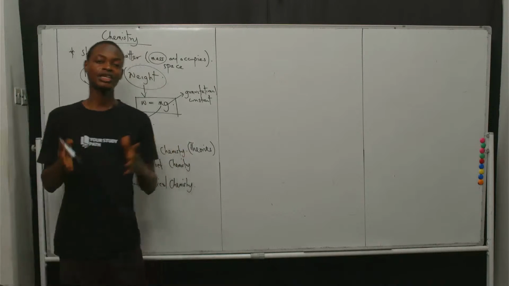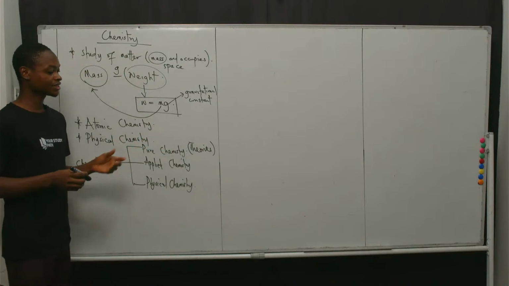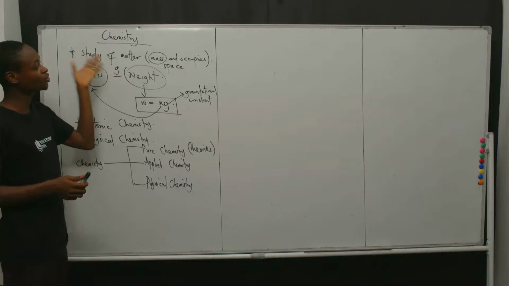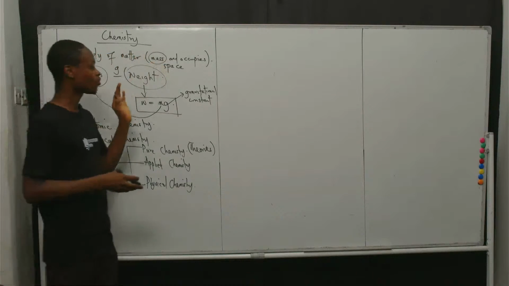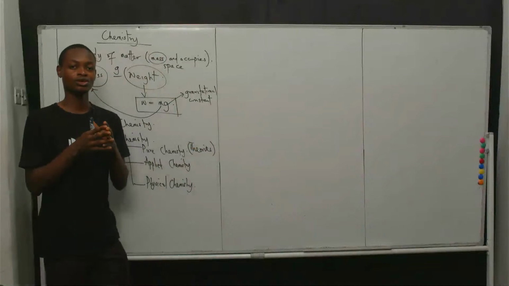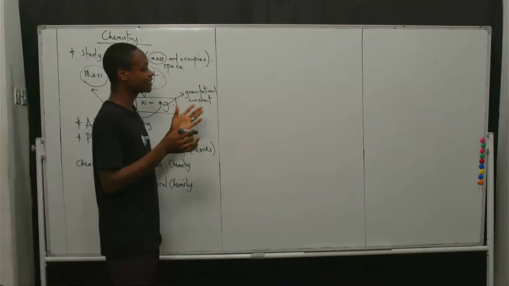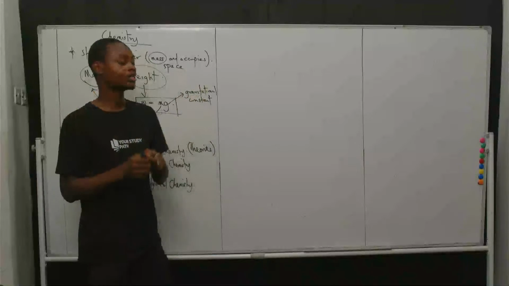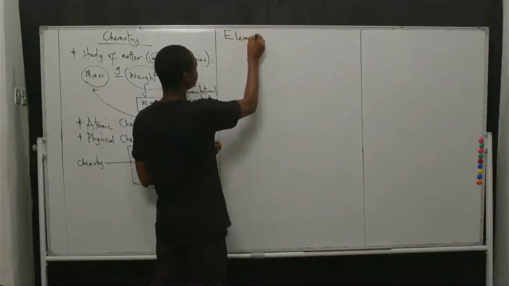So let's start from the very basics of chemistry. The very first thing is, how exactly do we know the objects? We have said chemistry is the study of matter. Matter has mass and occupies space. How exactly do those objects look like? What are the kinds of objects that we would have? Now, for this case, the most fundamental object that we have in chemistry is the element.